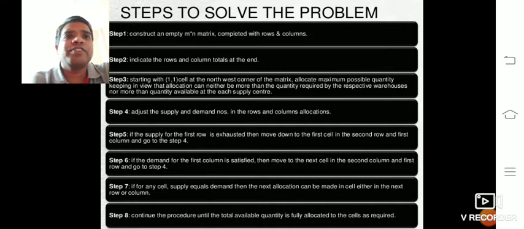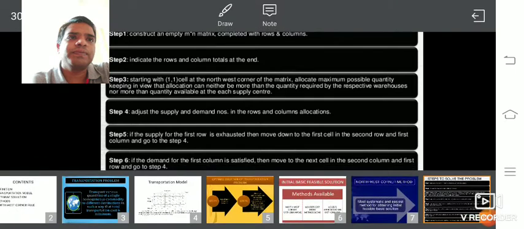And steps 4, 5, 6, 7 and 8 we are going to discuss in the further slides while solving the problem.